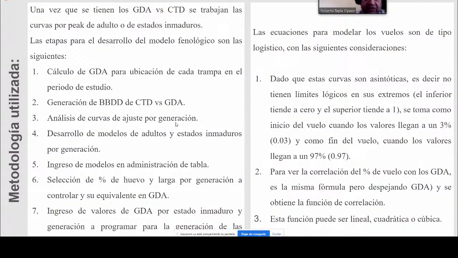The equations for flight modeling are logistic type, with the following consideration. Because these are asymptotic curves, they don't have logical limits on their extremes. Inferior tends to zero and superior tends to one. We take the start of the flight when values reach 3%, and the end of flight when they reach 97%. To see the correlation of flight percentage with cumulative degree days, we have the same formula, but eliminating the cumulative degree days and having the correlation function, which may be linear, quadratic, or cubic.